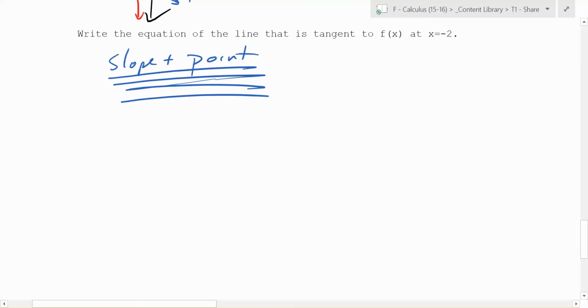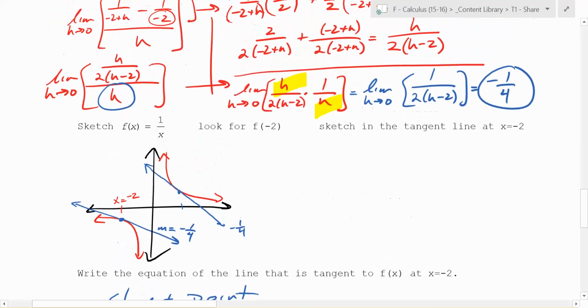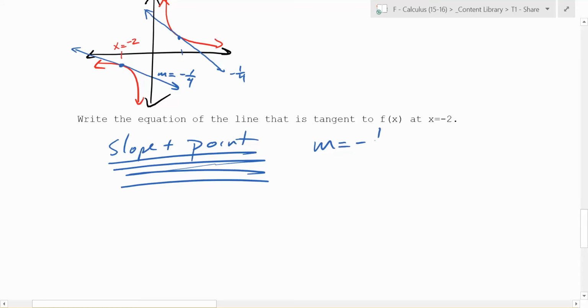So write the equation of the line that is tangent to f of x at x equals -2. Do we have the slope, Connor? Yes. What's the slope? We just figured it out. No, that's where we're finding it. What is the slope? We just did the work right now. What is the slope? Yes, negative 1 over 4. So the slope in this case is negative 1 over 4.